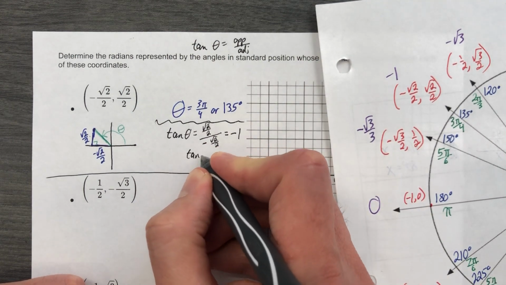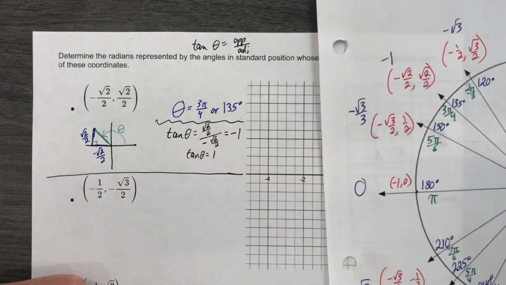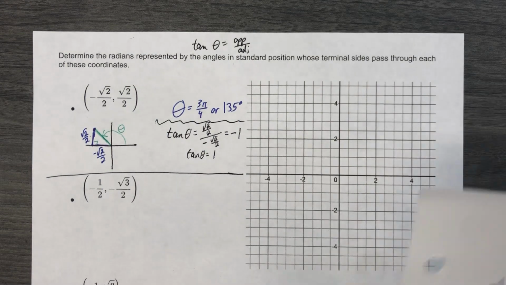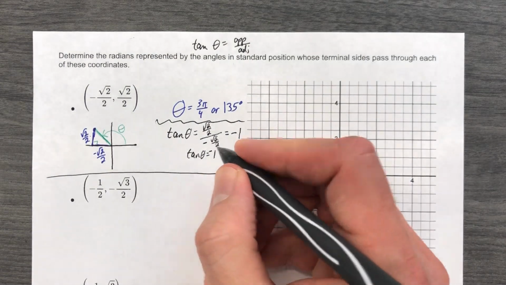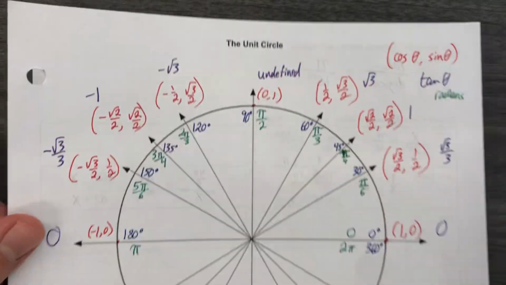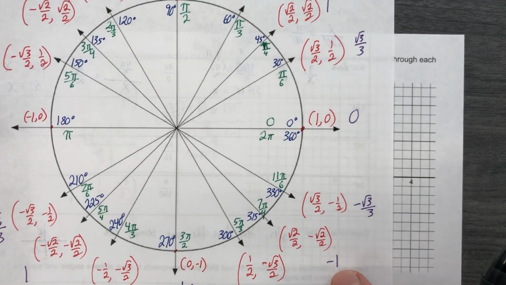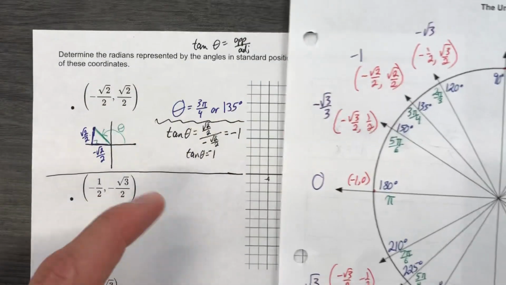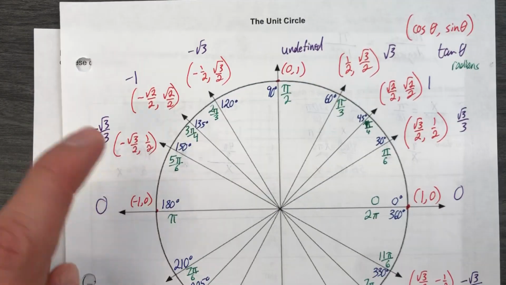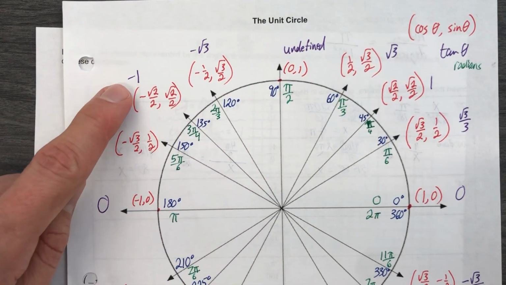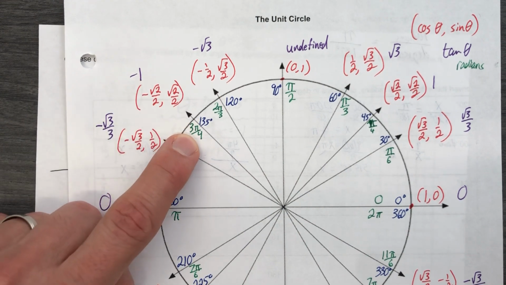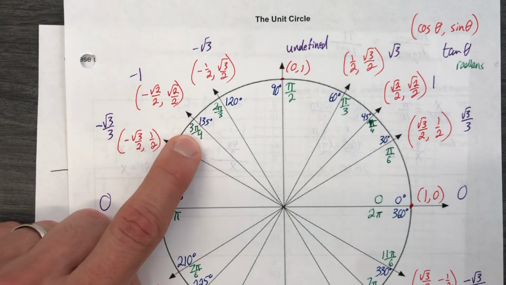So here's what I'm doing: I want to find where tangent is negative 1. We are back to the unit circle now. Let's write a negative 1. I want to know where tangent is negative 1. Tangent is negative 1 here. It's also negative 1 here, but clearly, based on the coordinate they gave me, we are in quadrant 2, so we're going to come up here and say it must be 135 degrees or 3 pi over 4.